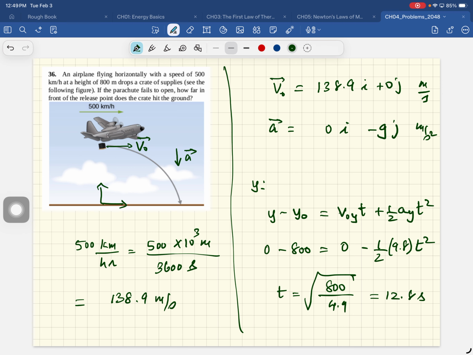This object was dropped from quite a height, and it was in flight for 12.8 seconds. 800 meters is, you guys see the Riddle plane flying along the beach? That's about 800 meters.